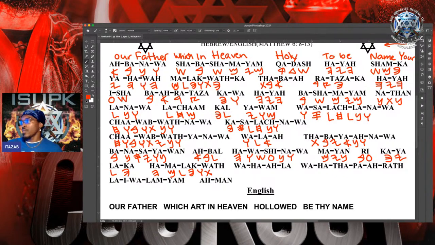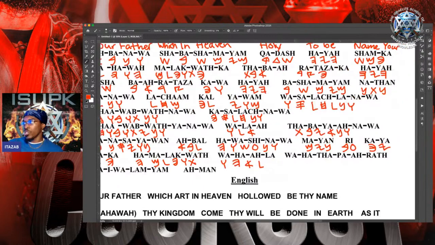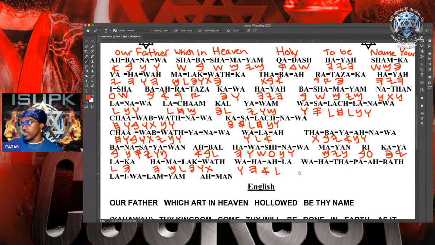All right. Wa ha Allah, which is and the power. Which is what God means. God means power or powers, plural, depending on what context.